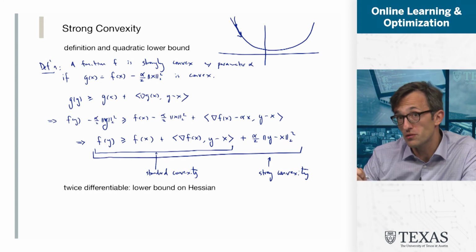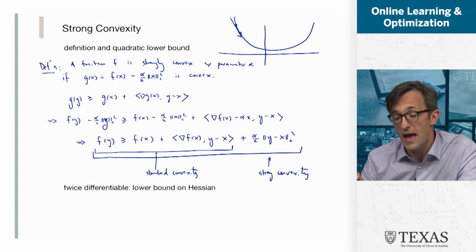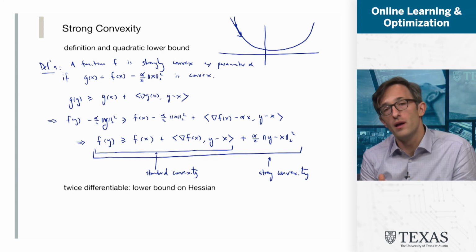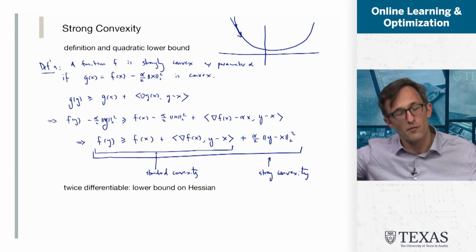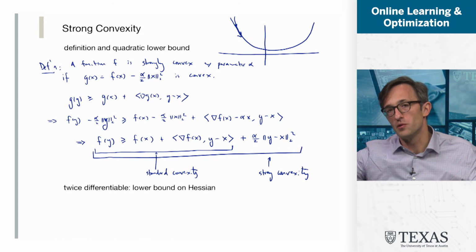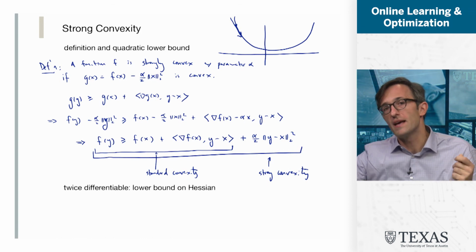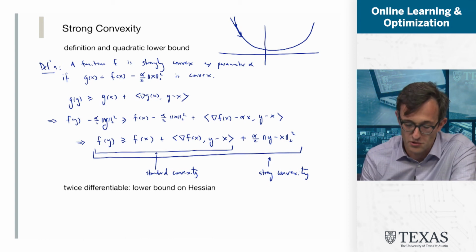Not only your function, but also the gradient of your function has to grow, because if you're lower bounded by a quadratic, which is very steep when you go far out, then your function must also be very steep when you're far away. And that's exactly the property we exploited to make very fast progress when we were far away from the optimal solution.